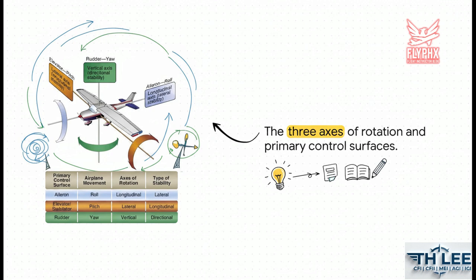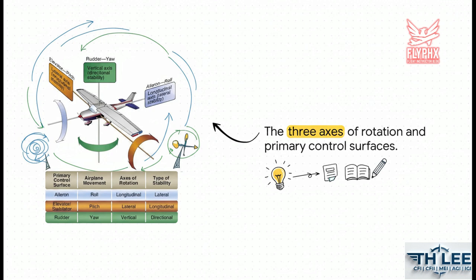First, we have the longitudinal axis, an imaginary line running straight from the nose to the tail. The airplane rolls around this axis, kind of like a drill bit. Next up is the lateral axis, running from wingtip to wingtip. The airplane pitches up and down around this one, almost like a seesaw.